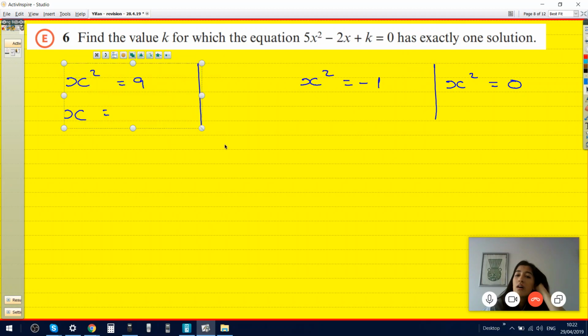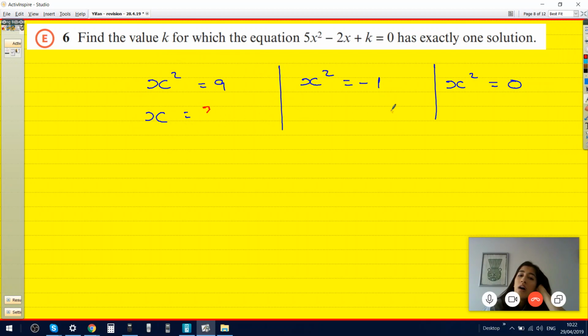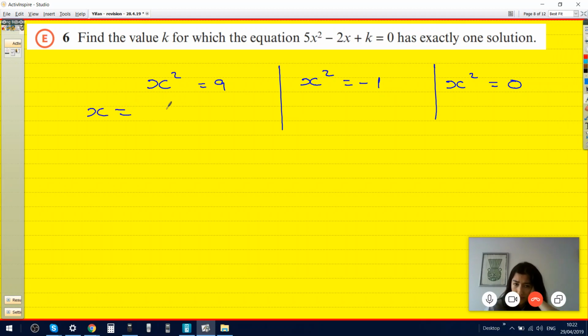Do my little exercises. X squared equals 9. What is x? 3. Is there any other very similar number that when you square it you also get 9? 3 squared gives you 9. What else squared gives you 9? Minus 3? Yes. So x equals plus or minus 3. How about the middle one?